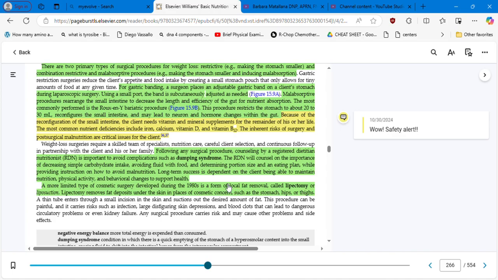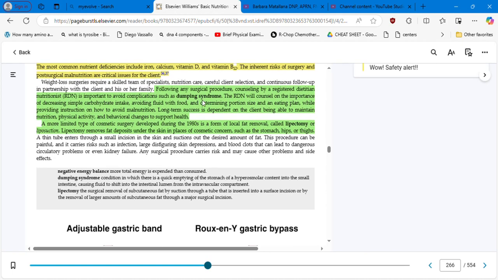So following the procedure, we have the risk for dumping syndrome. Dumping syndrome, don't get confused with dumpling, okay? It's dumping syndrome. So the RDN will counsel on the importance of decreasing simple carbs intake, avoiding fluid with food, and determining portion size and an eating plan, okay? So if you are a person that has 2 arms, 2 legs, and you can really walk and exercise, why do you have to put yourself at such a risk with this type of surgery?